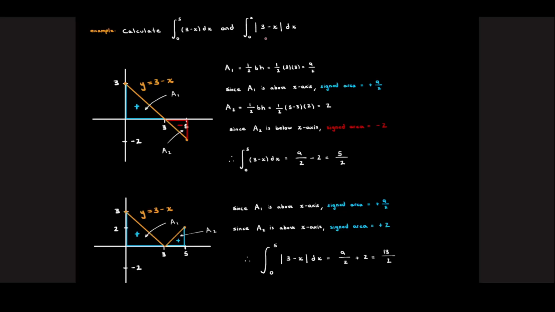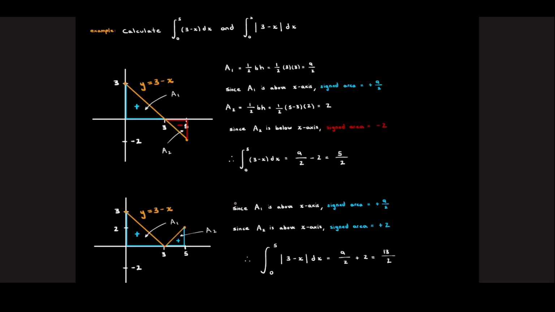Now in the other definite integral, we have the absolute value of 3 minus x. What this does is it takes this negative region and reflects it and makes it non-negative, like so. And so now you can go ahead and compute A1 and A2 again, which is the area of these regions. It's the same values from before. A1 is going to be 9/2 and A2 is just going to be 2. But now both of them lie above the x-axis. As a result, in terms of signed area, they both contribute positively. So they're both positive. Therefore, the value of the definite integral in this case is 9/2 plus 2, which is 13/2.